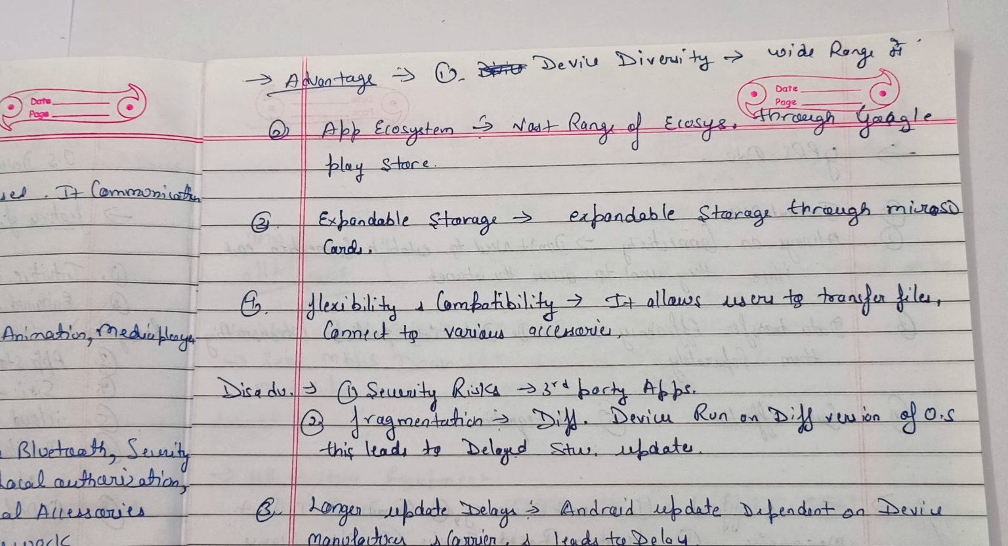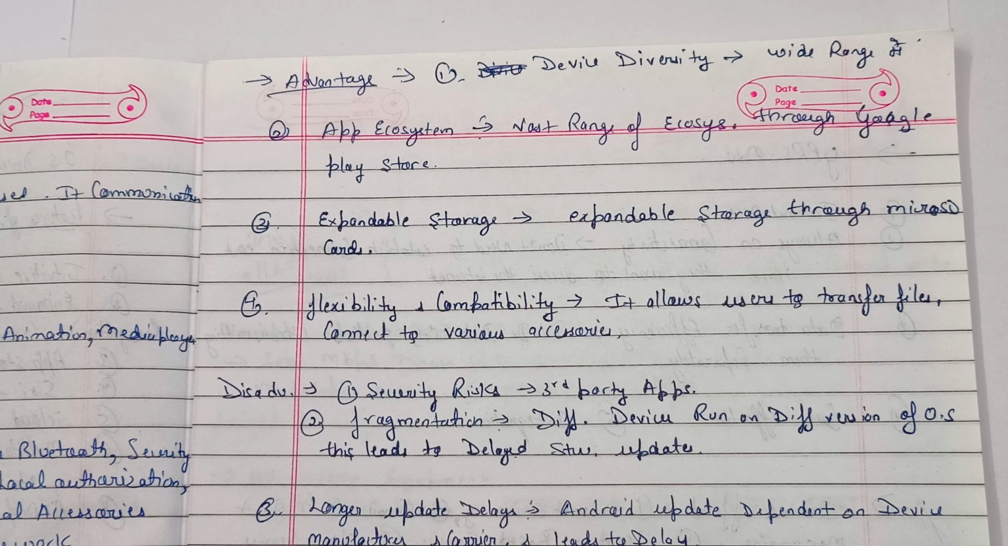Now if you come to the advantages, the first one is device diversity, meaning a wide range. If you compare it with iOS, the iPhone operating system, it lacks device diversity because of security reasons. It is not much diverse, limited things but perfect things. But in Android we have such a wonderful thing that it is very diverse. You can install other patches, you can make your own, and you can edit on it too. Because of its open source nature, you can do multiple things on it.